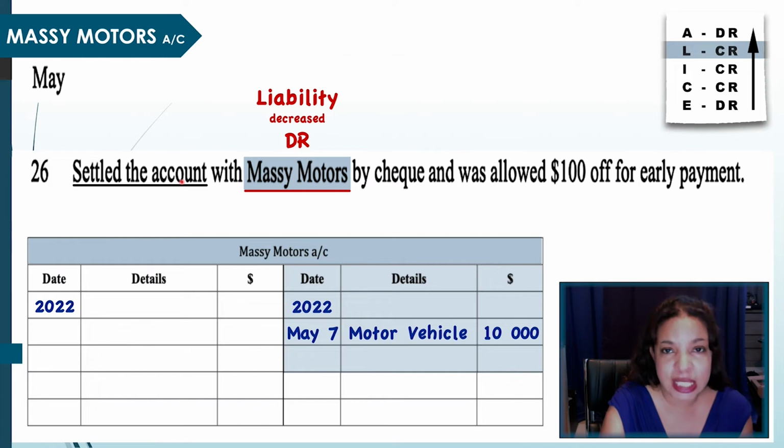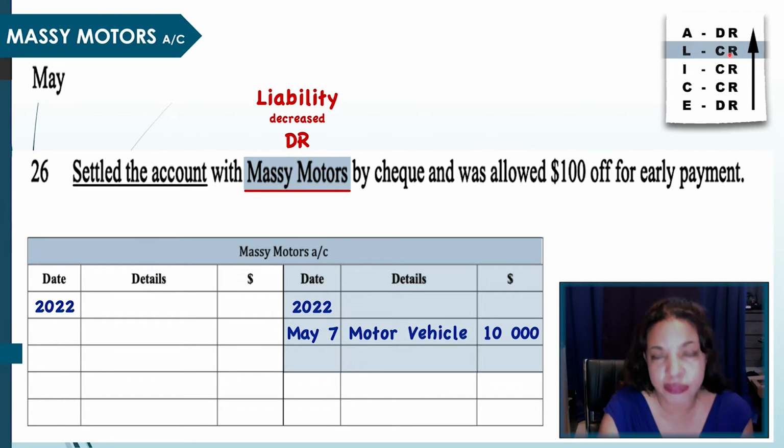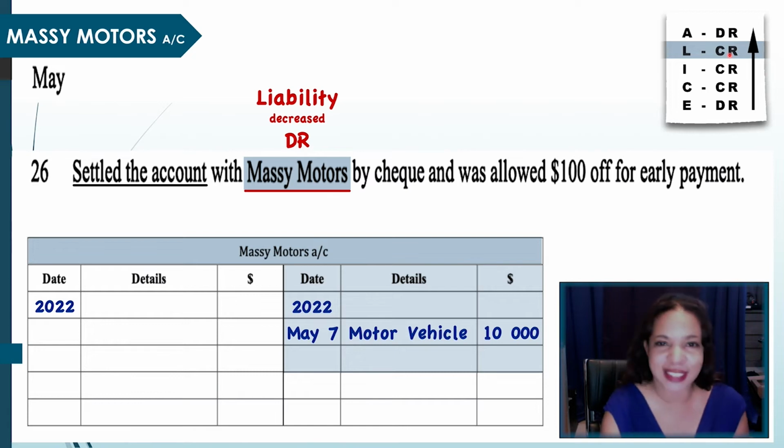Now, when we owe, the liability increases, so your credits. If we are paying off that liability, it means you're going to go on the other side, that side, which would be your debit. So you're going to be going on this side, and this is why Massy Motors, we will debit. So you have your little note, which side are we going to be going on? The debit side. But before we do that, let us find out what the other accounts were.